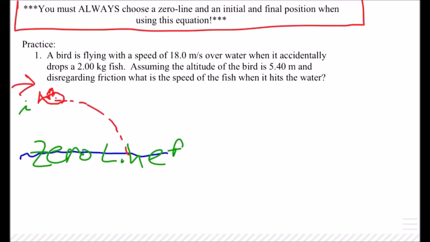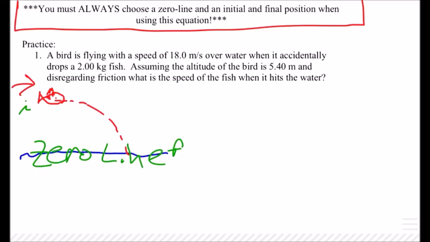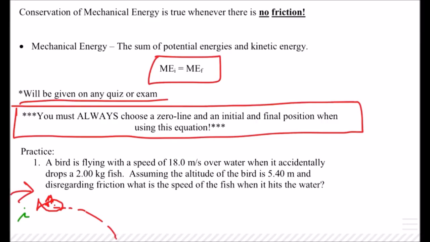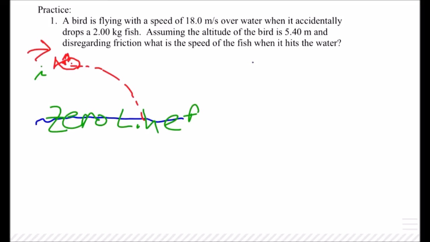Now I'm going to write down my equation. What equation am I going to use? Almost. Graham is almost right. Conservation of mechanical energy equation. Very good. So what is the conservation of mechanical energy? Mechanical energy initial equals mechanical energy final.